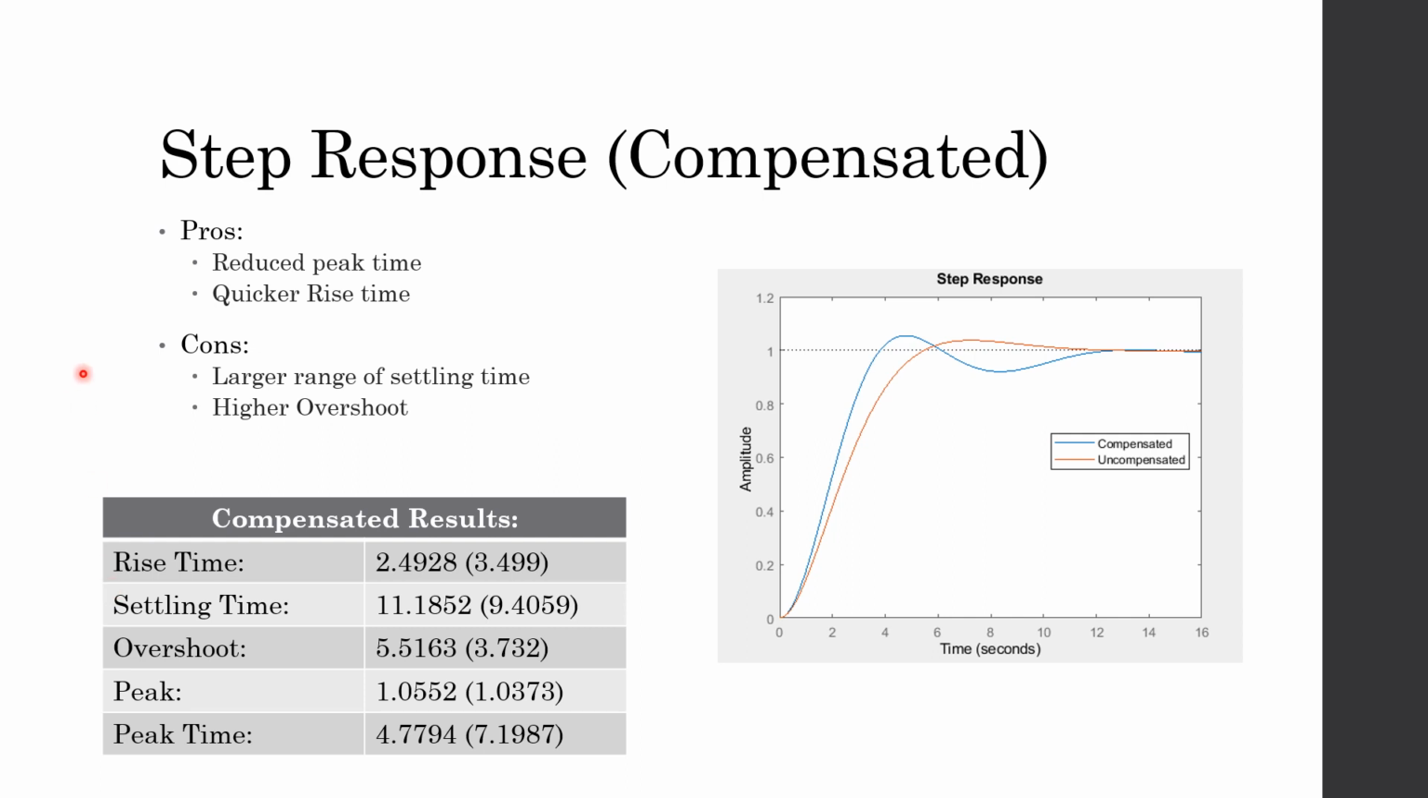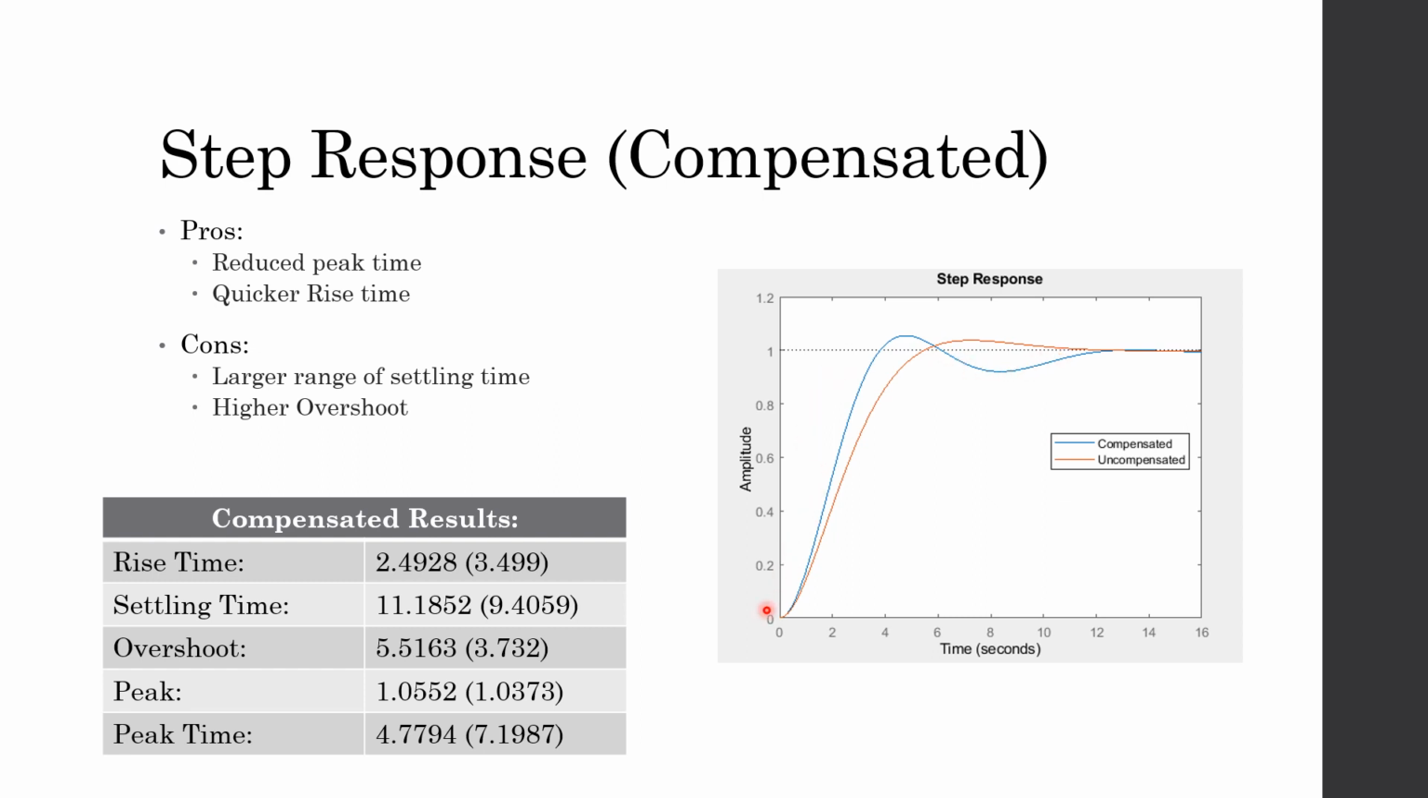Now we go to the step response of the compensated, and this is also compared to the uncompensated. You can see the difference in what changed and what didn't. So the pros are reduced peak time and a quicker rise time. The cons are it's a larger range of settling time, which you can see here is that little oscillation that happens here. It's not a gentle goes back to the center. It has a larger overshoot, and that takes a longer time to settle.